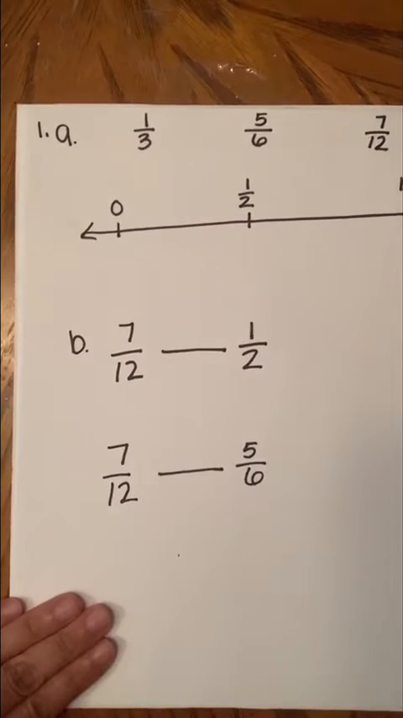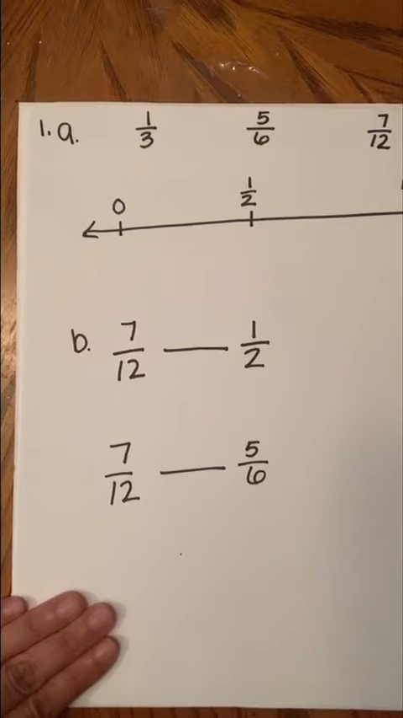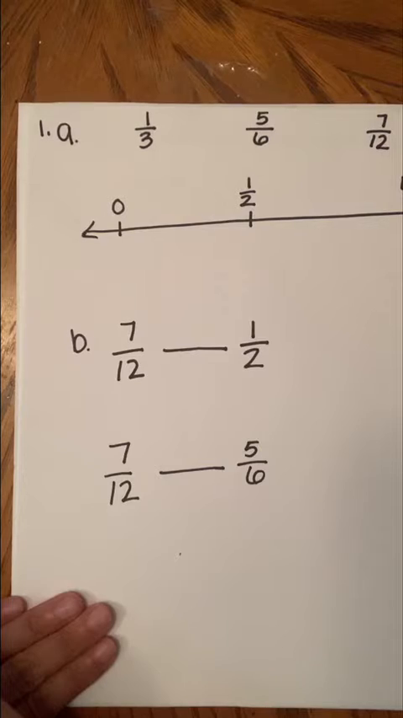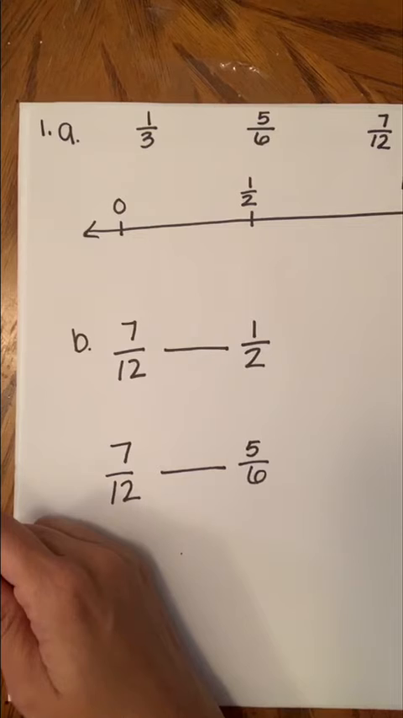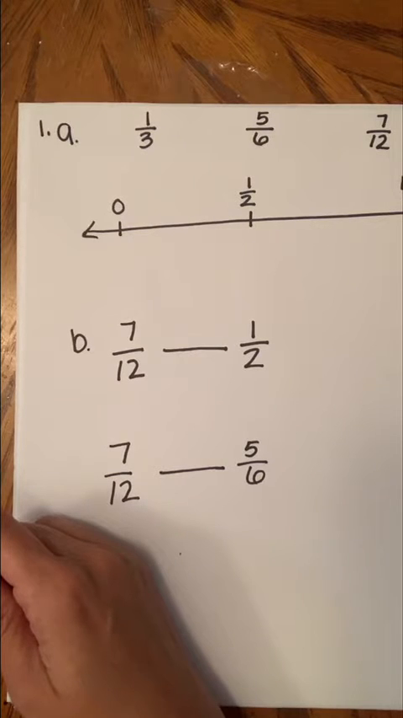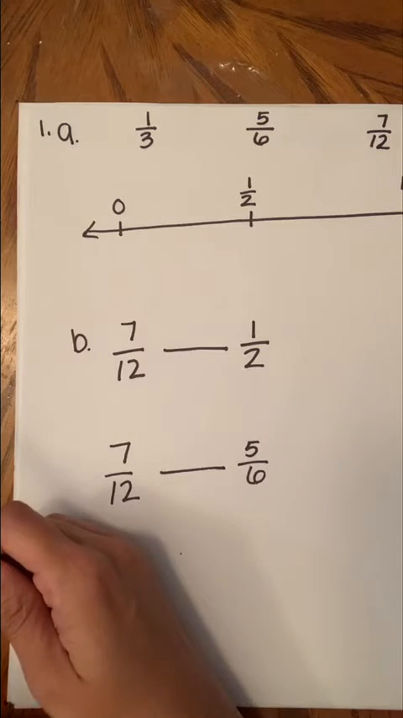Does that make sense? Oops, sorry about that. Why don't we go ahead and see? It says they want us to plot the following points. They mean these fractions on the number line. Well, and they don't want us to measure, boys and girls. So that means that we're just going to use an approximation, right? It does not have to be exact.